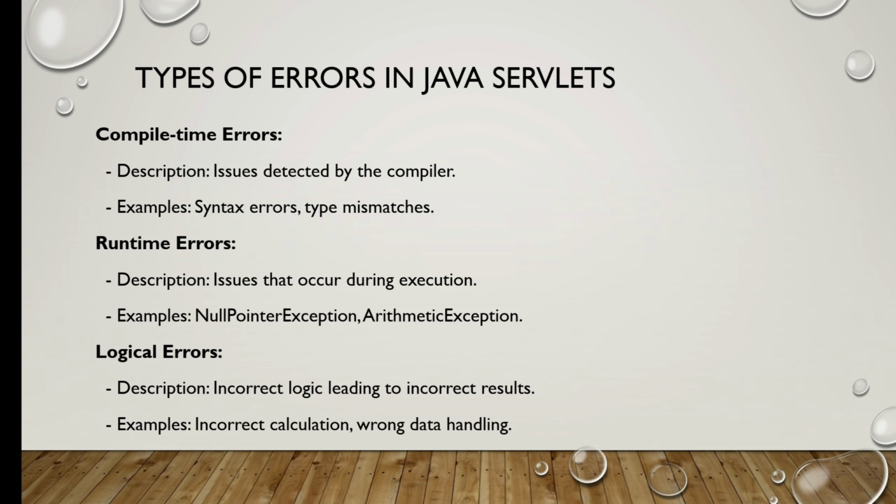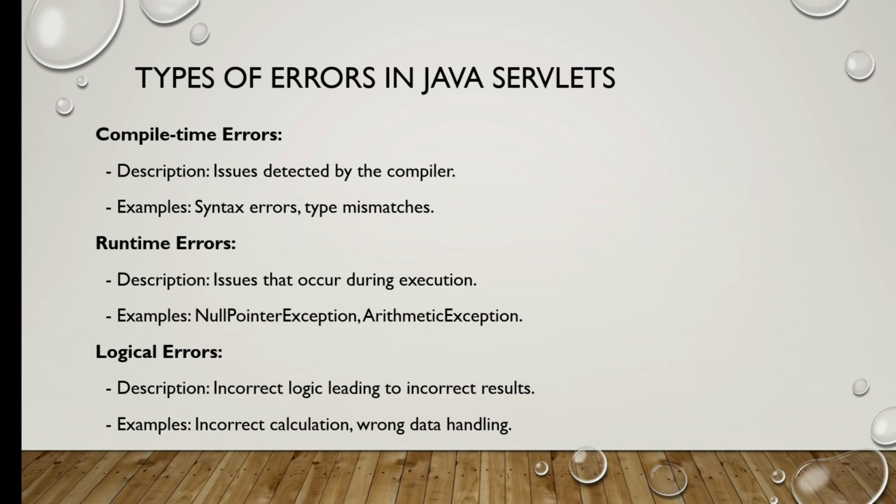Types of errors in Java Servlets. Compile-time errors. These errors are detected by the compiler before the code runs. They usually involve syntax or type issues. Examples are a missing semicolon, incorrect method signature, or type mismatch between variables. Runtime errors. These occur during the execution of the servlet. They are not caught during compilation but happen while the program is running. Examples are null pointer exception, trying to use an object reference that is null, and arithmetic exception, division by 0.